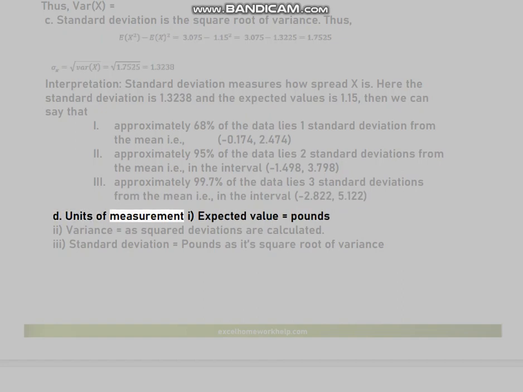D. Units of measurement. 1. Expected value is in pounds. 2. Variance is in pounds squared, as squared deviations are calculated. 3. Standard deviation is in pounds, as it is the square root of variance.